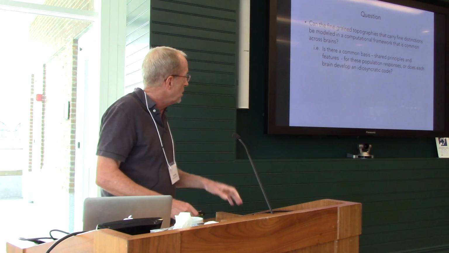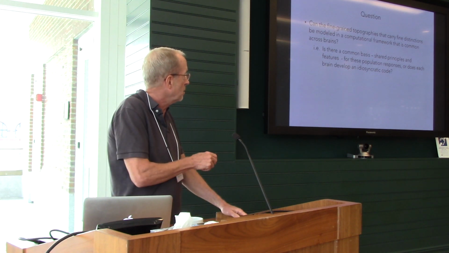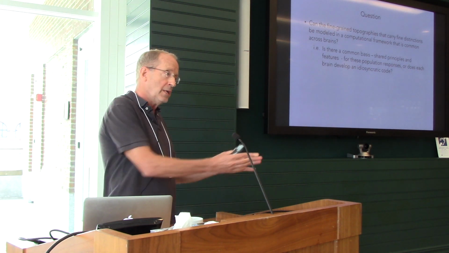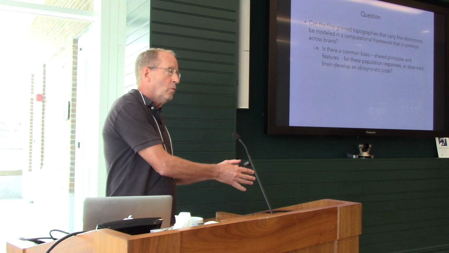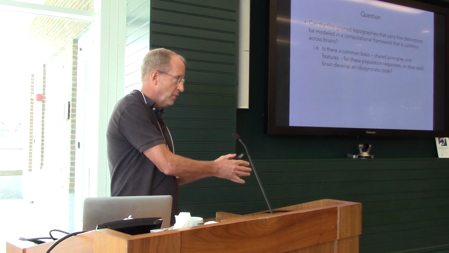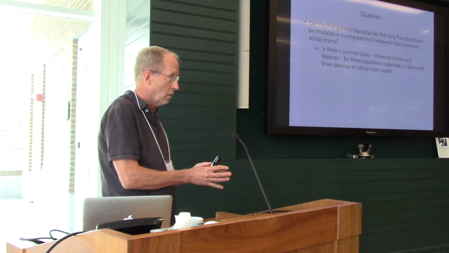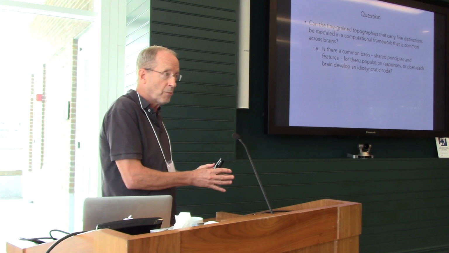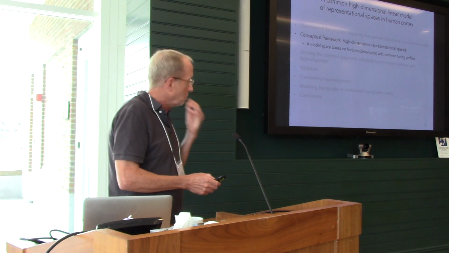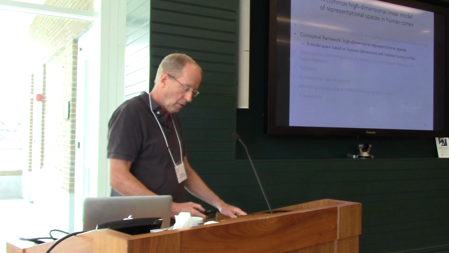So the question is, can these fine-grained topographies that carry fine distinctions be modeled in a computational framework that is common across brains? It's very easy to do it in V1 with known basis functions for orientation selectivity and retinotopy and things like that. It's a little harder when we get into areas that are higher level, like ventral temporal cortex or even prefrontal cortex.